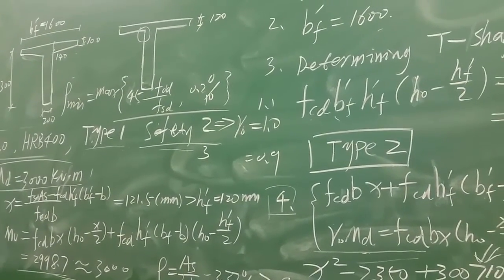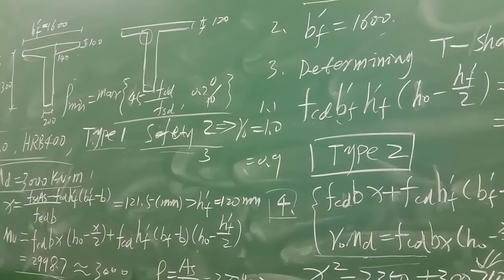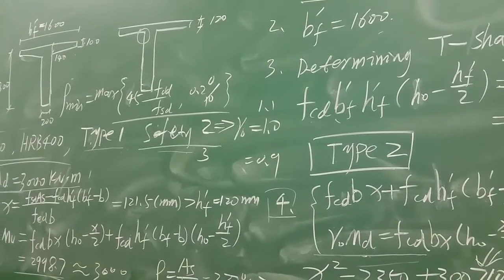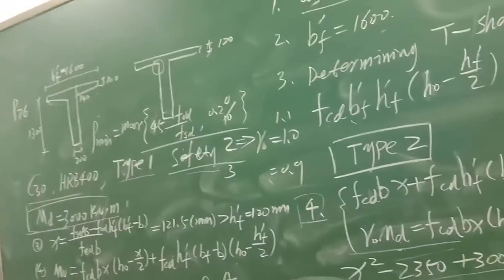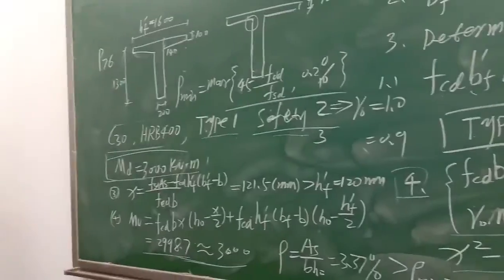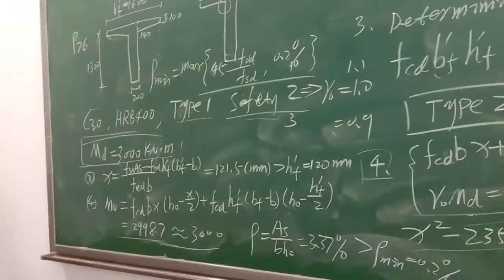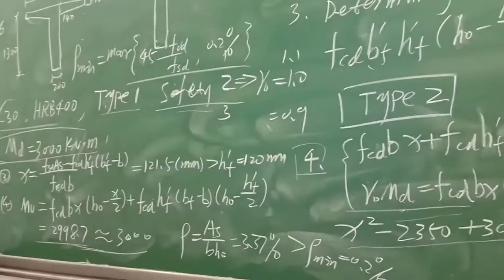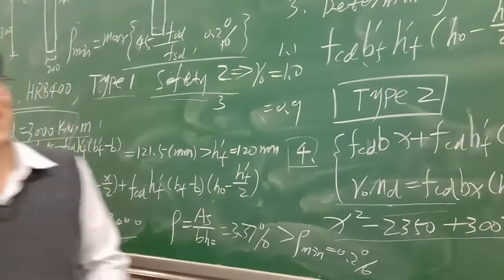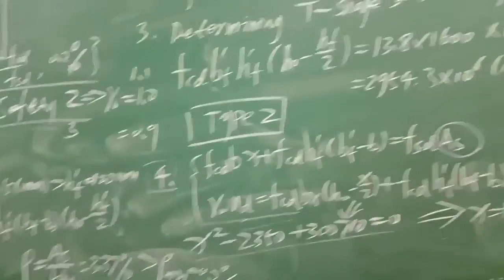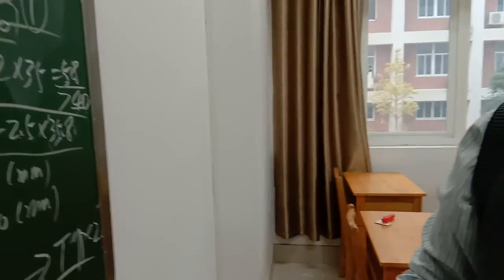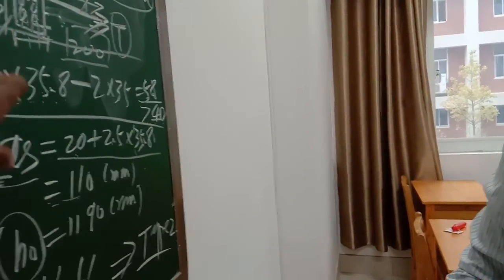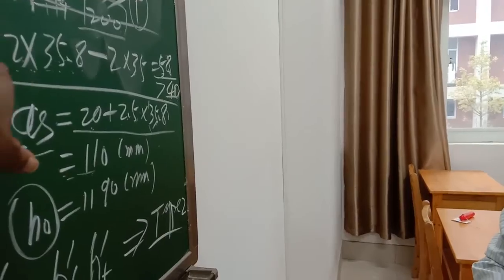So I think this is actually simple, if you know what you are doing. But if you don't really understand it, you get somewhere and you'll be confused, especially in this place, the cover thickness. It's a bit confusing when you get the assumed AS, finding this one, the 200.